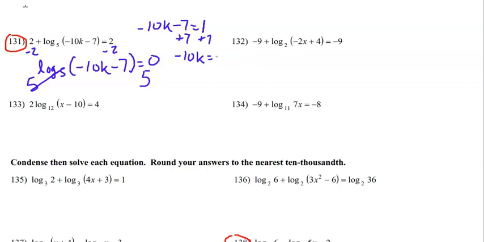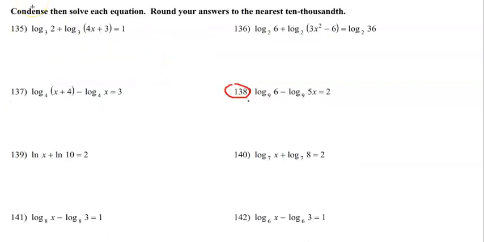So negative 10k equals 8. Divide each side by negative 10. So k equals negative 8 tenths, which reduces to negative 4/5. Now before we say that's the answer, we need to check to see if this is a positive number. So this is going to be a positive number. 10 divided by 5 is 2. Negative 2 times negative 4/5 is positive 8/5. 8/5 minus 7 is positive, so that's a real solution. Again, if you get a negative number inside of a log where you're checking your answers, that would be an extraneous solution. Let's look at one more question in this section.